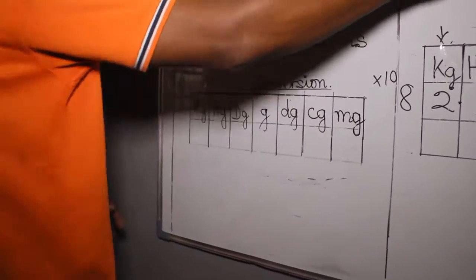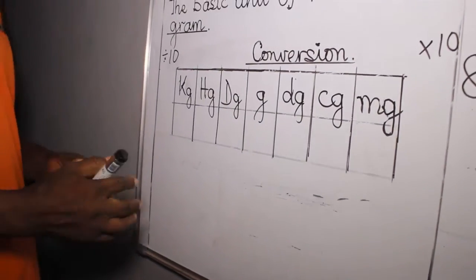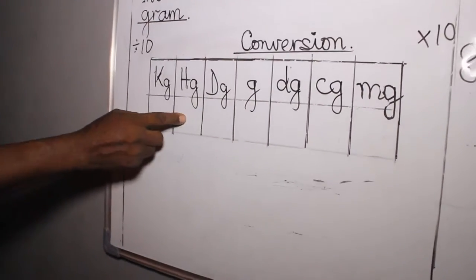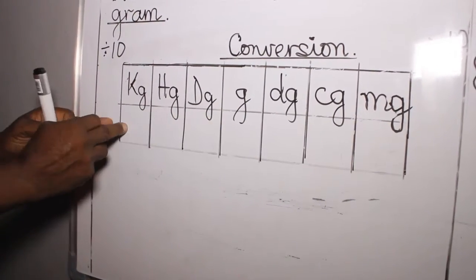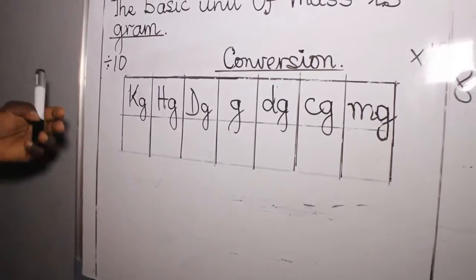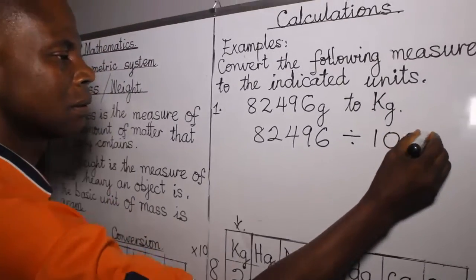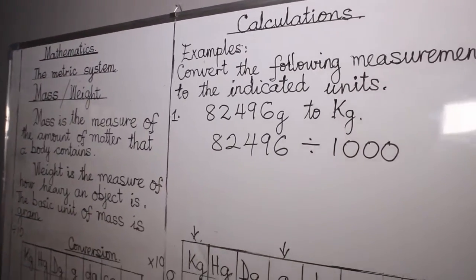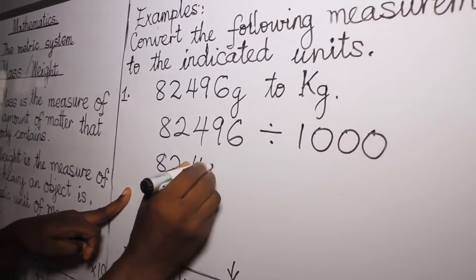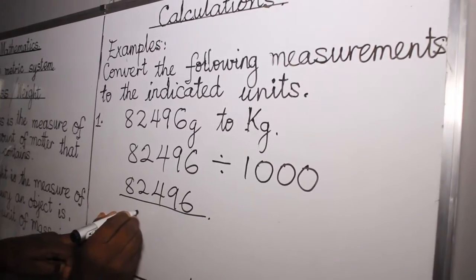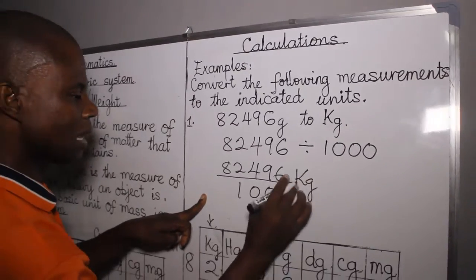So we are now coming from gram to kilogram. We are going this way, which means we should divide. How many digits? This is 1, 2, 3, 4. So this is 1, 0, 0, 0. We are coming from here to here. So how many? 1, 2, 3. So divided by 1,000. And this will give me the answer to the question. Simple way: 82,496 divided by 1,000.